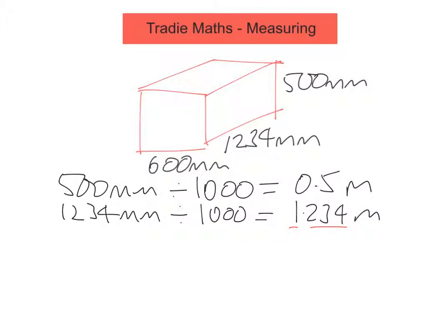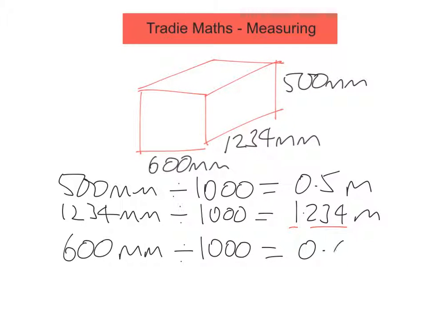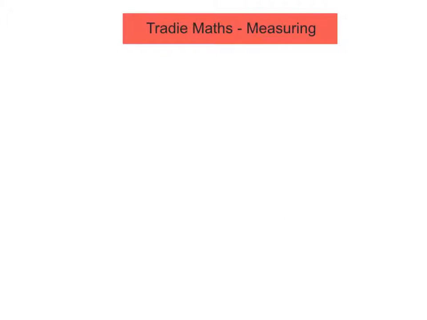Let's look at the last one. 600 millimeters divided by 1,000 equals 0.6 meters. So hopefully you got those right. If not, please try them again and then see if you can get it. So you would have seen that to go from millimeters to meters, you divide by 1,000 on your calculator.